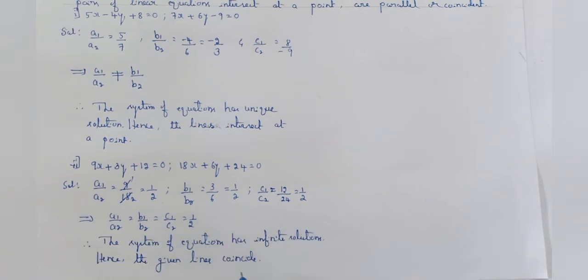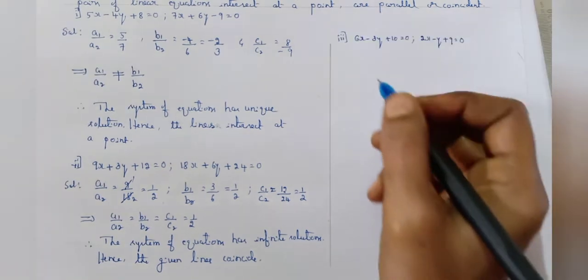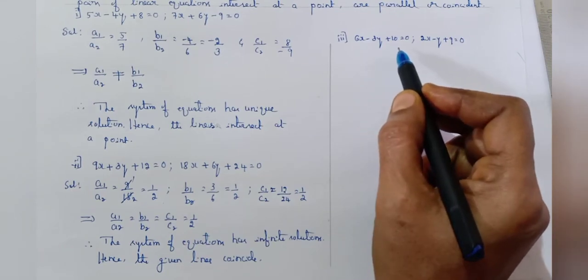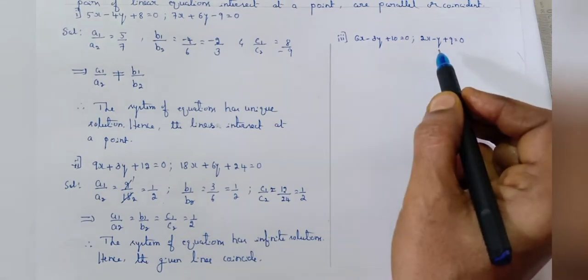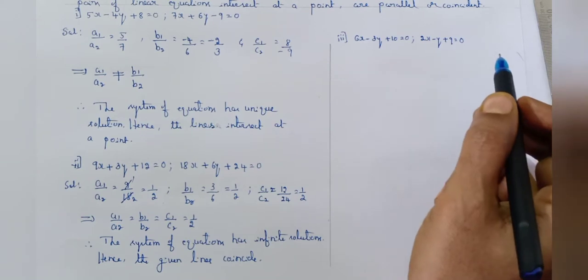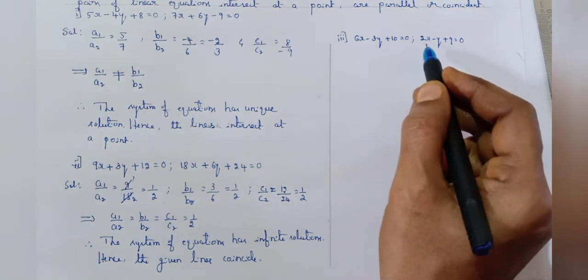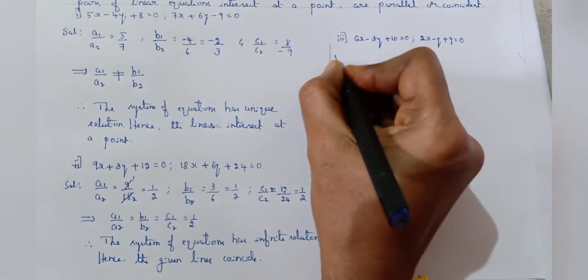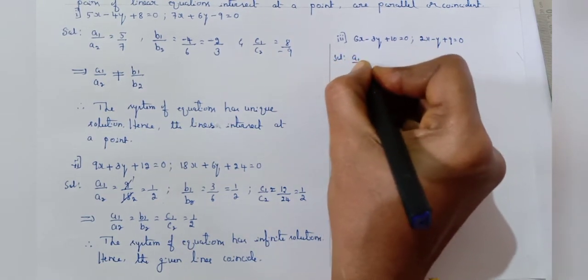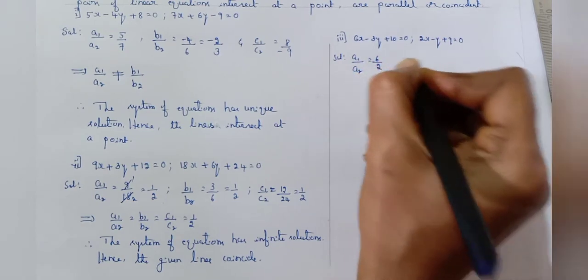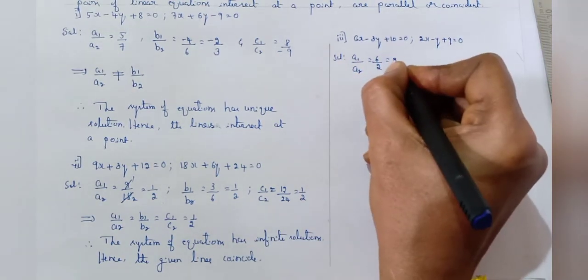Therefore, the given lines coincide. The next third linear pair is 6x minus 3y plus 10 equals 0, 2x minus y plus 9 is equal to 0. Here a1 is 6 and a2 is 2. Find out the ratio a1 by a2. 6 by 2 is 3.